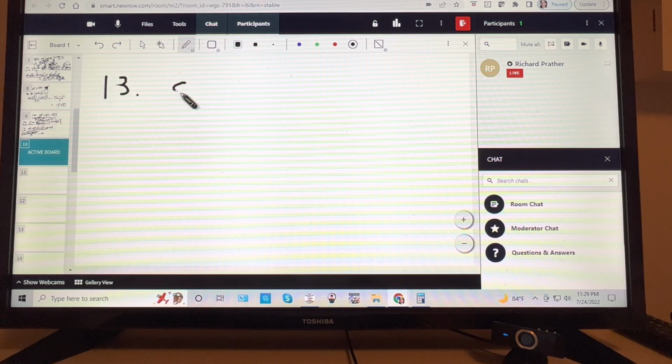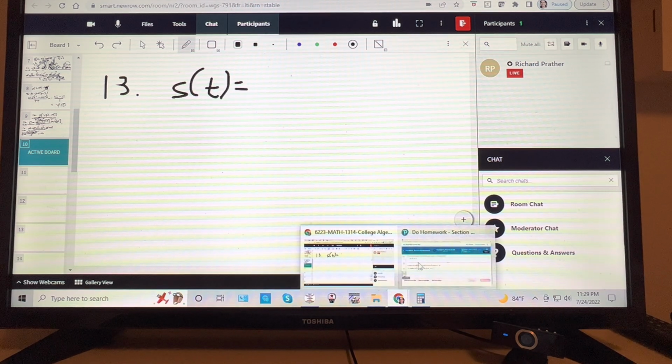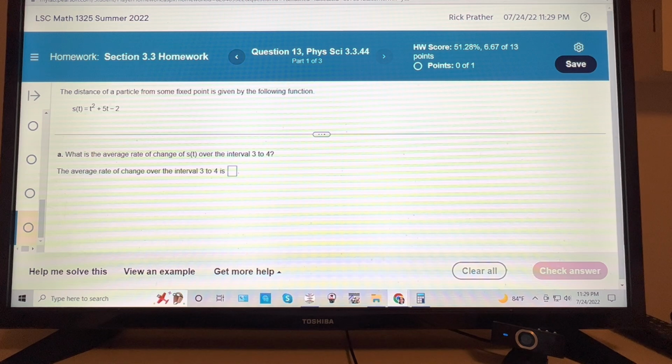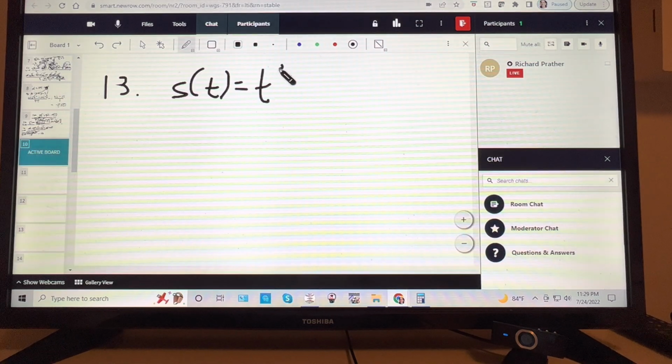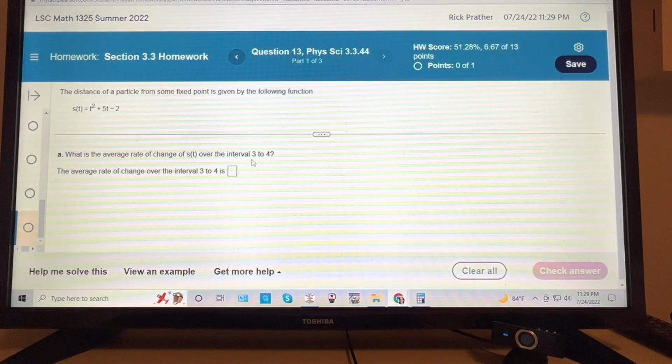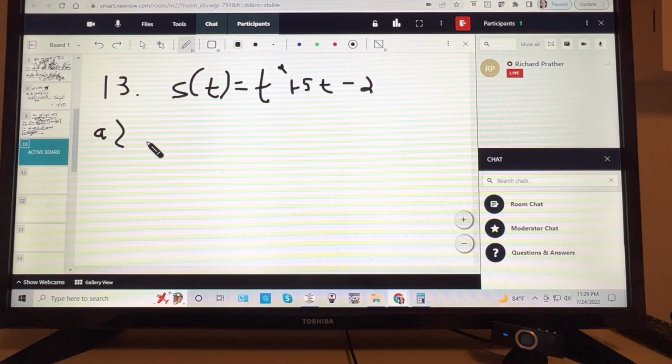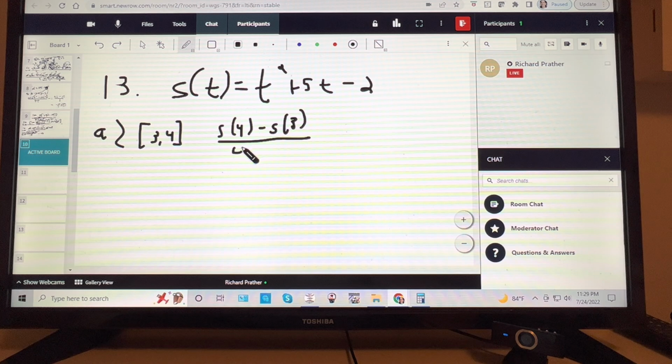So we have a position function like in physics, s of t. It's a quadratic: t squared plus 5t minus 2. Part A, we're doing average rate of change from 3 to 4, which you could say that, or you could put bracket 3 comma 4. That means between 3 and 4 too. So we need s of 4 minus s of 3 over 4 minus 3. This is like slope. There is no limit here.